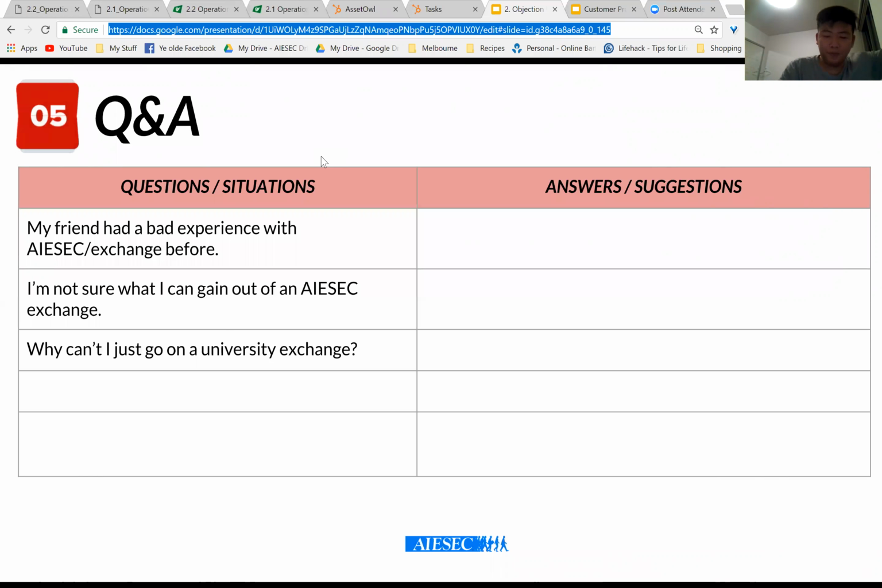Okay. Well, again, I want to open this up as more of a discussion space. So for my friend had a bad experience with Isaac or exchange before, what do you think are some ways we can address this particular objection? How can we alleviate the concern? Does anyone want to volunteer?